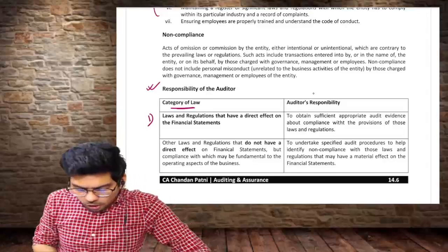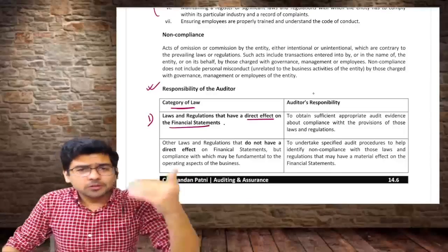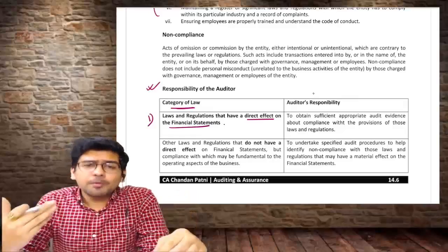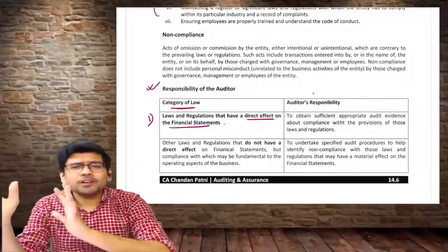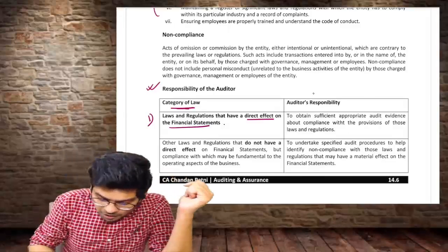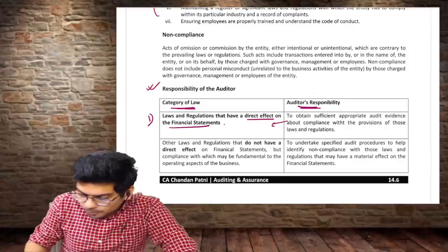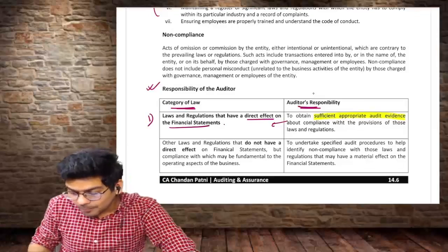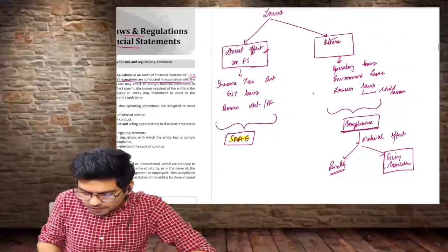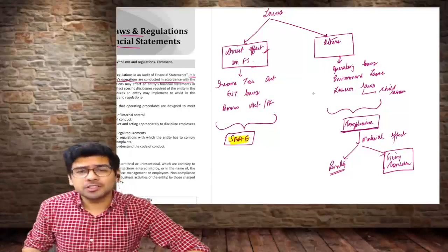So the first one is laws and regulations that have a direct effect on the financial statements. Now if you want, you can write the examples here also, like I told you, Income Tax Act, the CGST Act, let's say, or it can be Payment of Bonus Act 1965, or Provident Fund Act, whatever it is, the ones which have direct impact on the financial statements. Now, what is the auditor's responsibility for such categories of law? His responsibility is to obtain sufficient appropriate audit evidence about compliance with the provisions of these laws and regulations. So, as I have already mentioned, he will be obtaining sufficient and appropriate audit evidence for those laws which have got direct effect on the financial statements, okay.